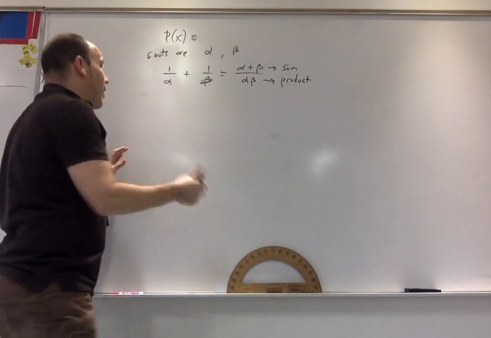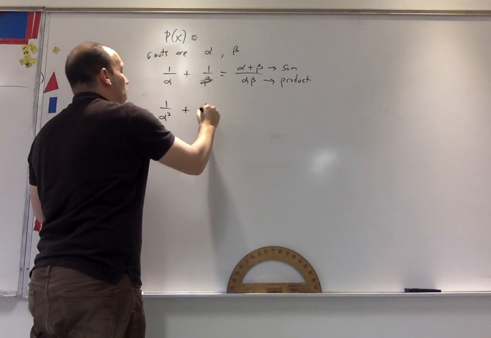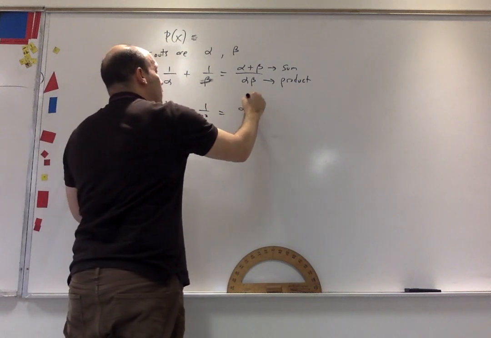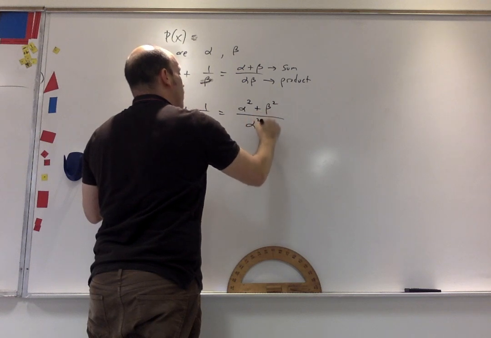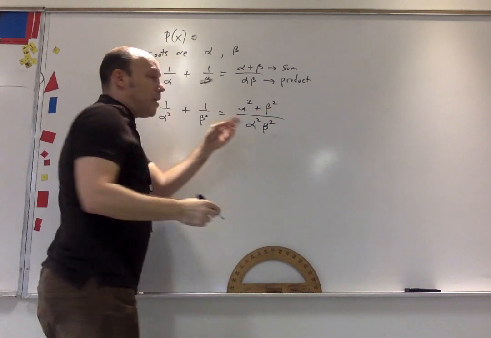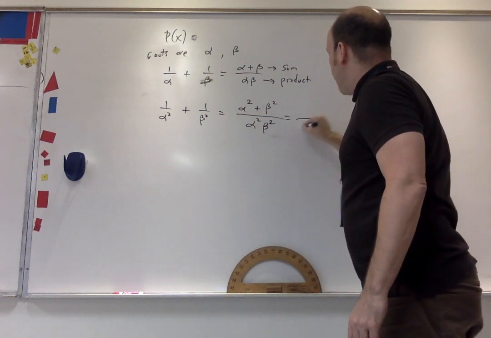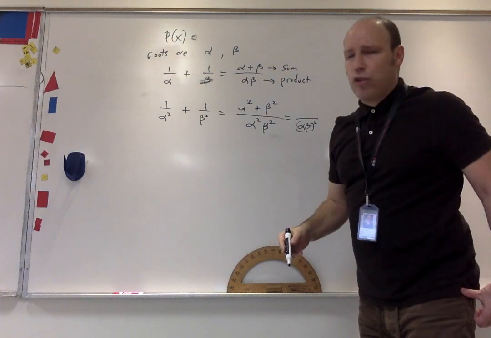They also say, what's 1 over alpha squared plus 1 over beta squared? So you're like, okay, same idea. Alpha squared plus beta squared over alpha squared beta squared. Now, in the denominator, you're like, oh, wait a minute, that's the product of the roots. That's alpha beta squared. But what do you do with alpha squared plus beta squared?